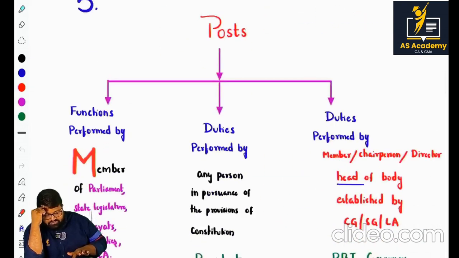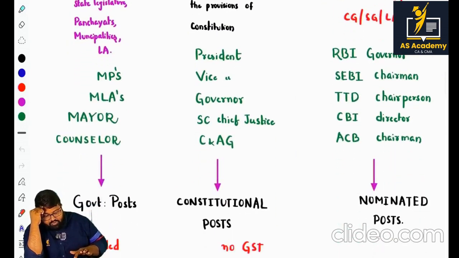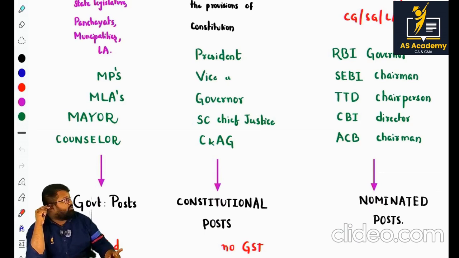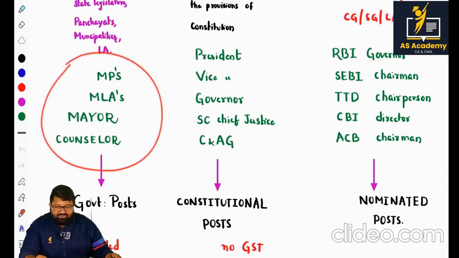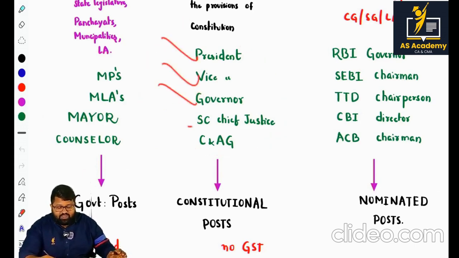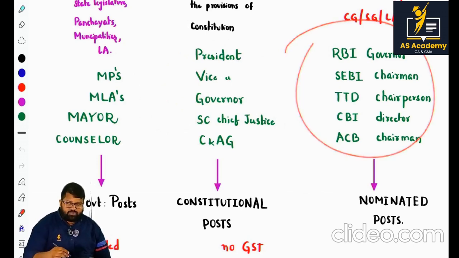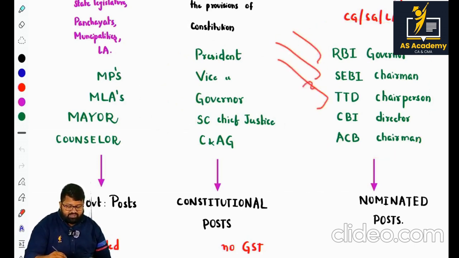Next, what about the 5th one, ma? What are the 3 posts there? Government posts, constitutional posts, nominated posts. What are the examples for government posts? MPs, MLAs, mayor and councillor. What about the constitutional posts? President, vice president, governor, Supreme Court Chief Justice, C and AG. What about nominated posts? RBI governor, SEBI, TTD chairman, CBI director, ACB.